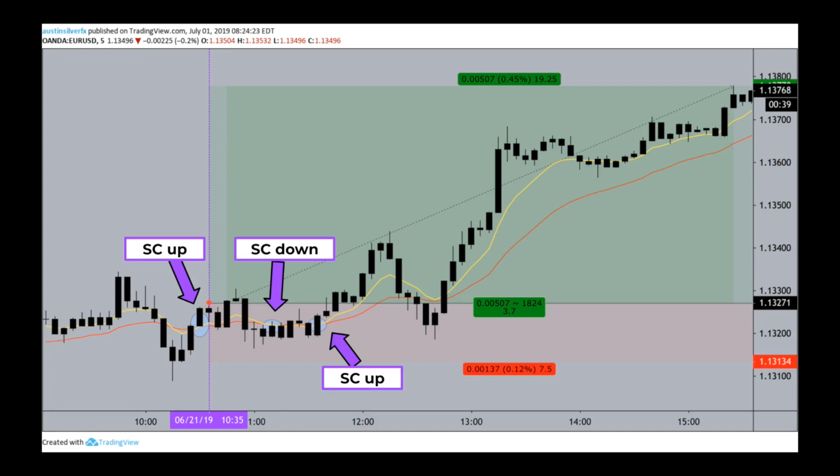So if you had taken this first entry, because I like to read it left to right. I don't like to just look at it over here and be like, oh, that's where I would have gotten in, because that's just hindsight.